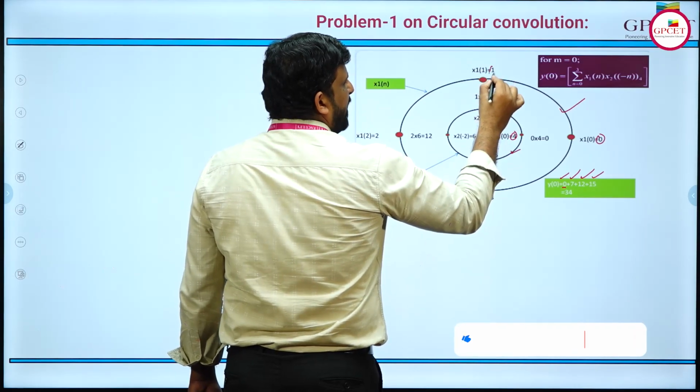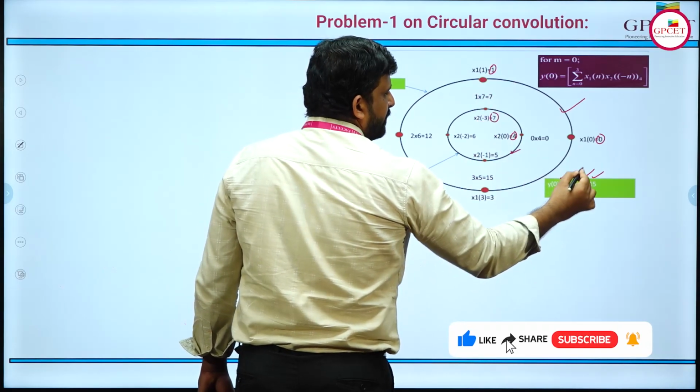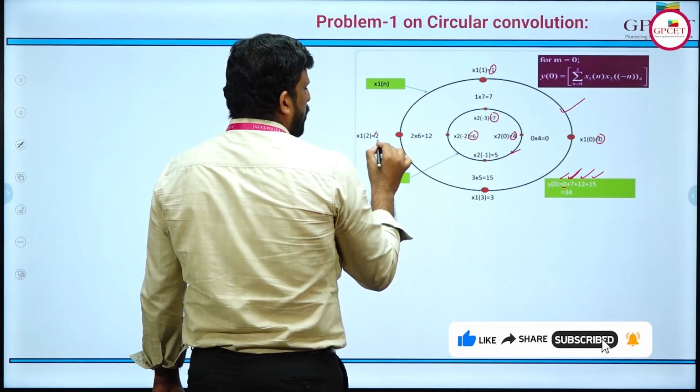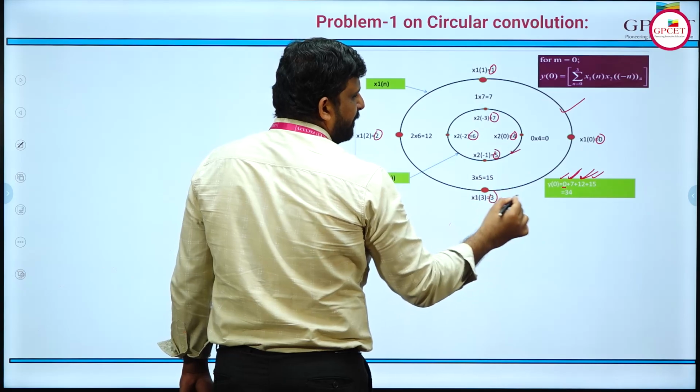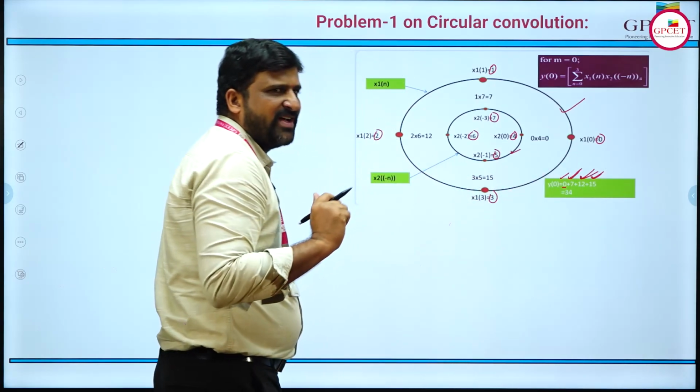Next, here 1 into 7, I am going to get 7. And here 6 into 2, I am going to get 12. And here 3 into 5, if I multiply, I am going to get 15. This is the first step.